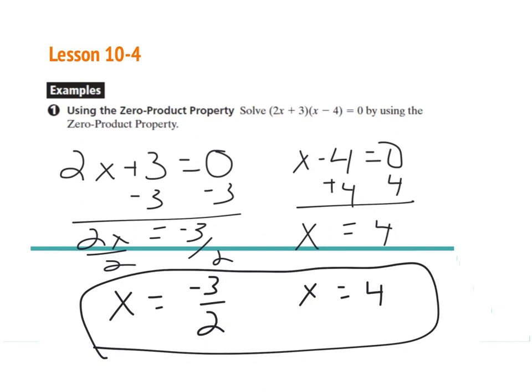Okay, now this only works if you have two things being multiplied together that equal 0. If it equals a different number, it's not going to work. You can't use the zero product property, right? Okay, let's try one more example.